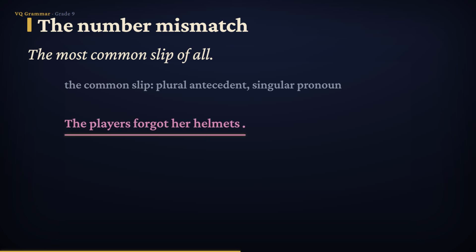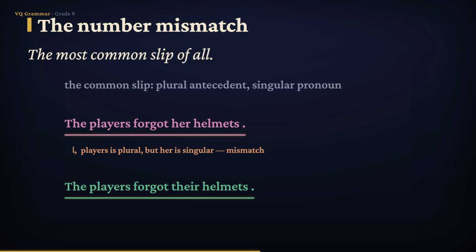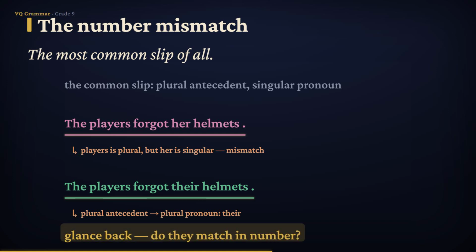Look at this. The players forgot her helmets. Something's off, right? Players is plural, a whole team. But her is singular, and it only covers one person. That's a number mismatch. The fix is simple. Make the pronoun plural to match. The players forgot their helmets. Now players and their agree, and the sentence clicks into place. Whenever you write a pronoun, glance back at its antecedent and ask, do these two match in number? If they don't, fix the pronoun.